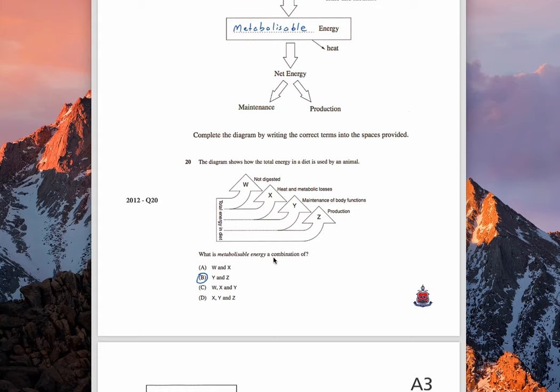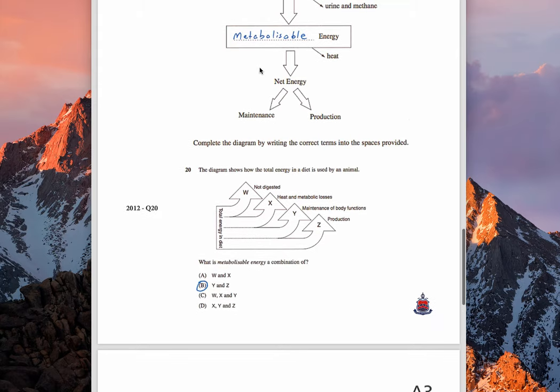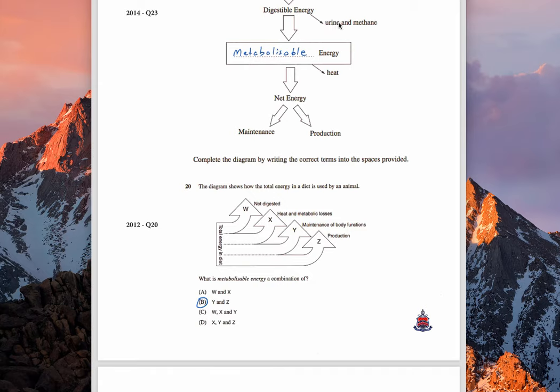So what is metabolizable energy a combination of? So this energy here, what is it a combination of? Metabolizable energy contains maintenance energy and production energy. So we've got production and maintenance of body function. So it definitely includes Y and Z. So we can rule out A, we can rule out C. It could potentially be D, and it could potentially be B. For this one here, heat and metabolic losses, well, it includes heat, but urine and methane here are considered metabolic losses. So this is actually lost before metabolizable energy. This means that it's not X, it's just Y and Z. So it's this one here, and the answer is B.